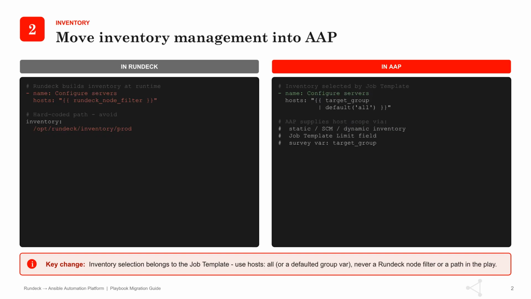Inventory management moves into AAP. Stop using Rundeck node filters or hard-coded paths. Instead, use hosts all or a group variable, and select your inventory sources directly within the AAP job template.